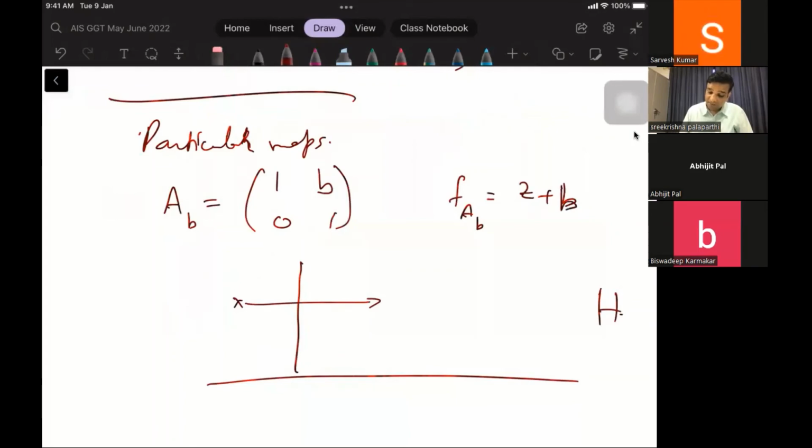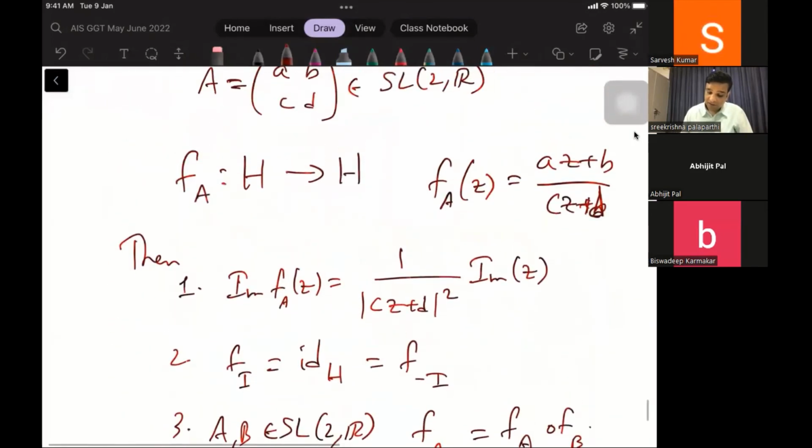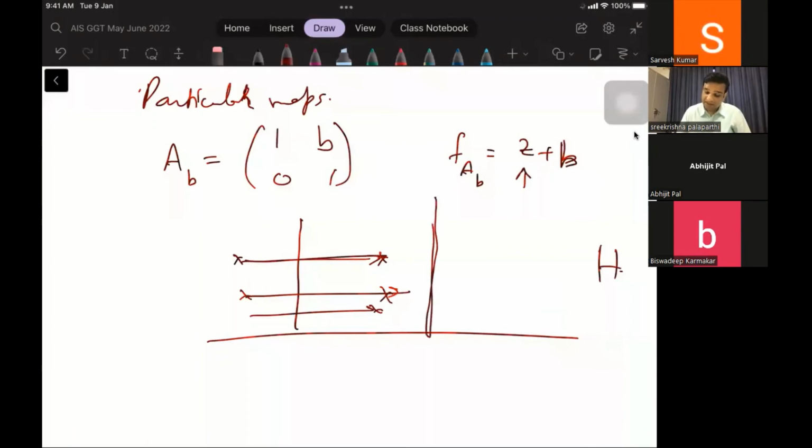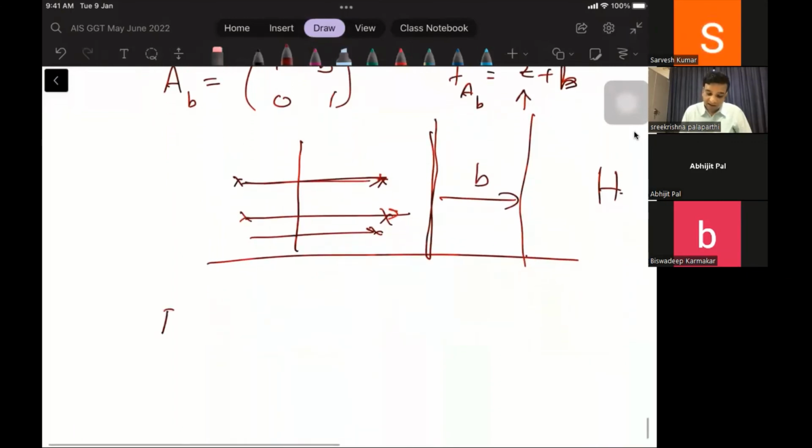Notice B is a real number. This is coming from SL2R. Okay, so B is a real number, so you add a real number B only to the X coordinate here. So you translate. So everything translates by B. Okay, so in particular, a vertical line like this moves by a distance B.